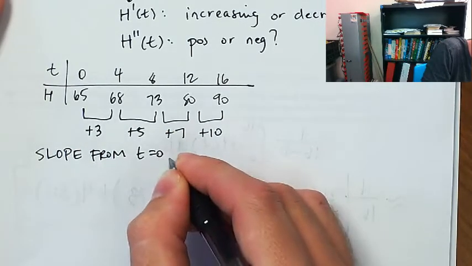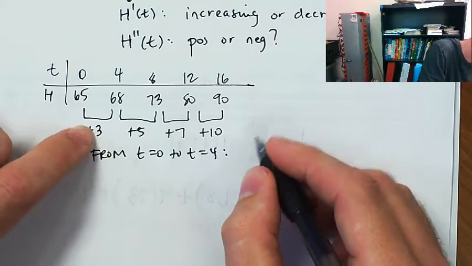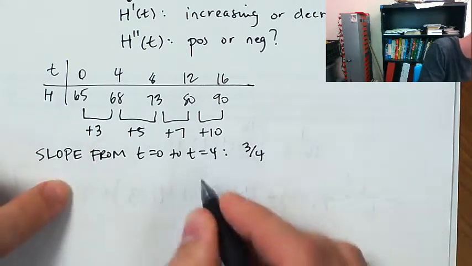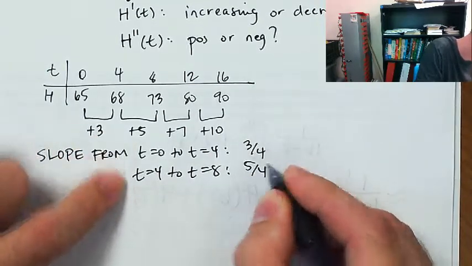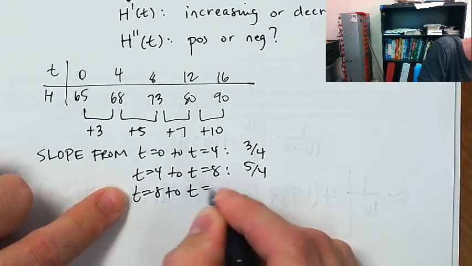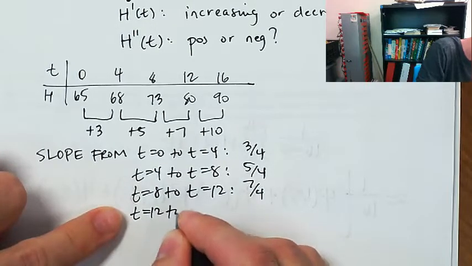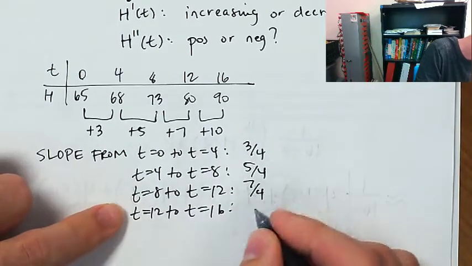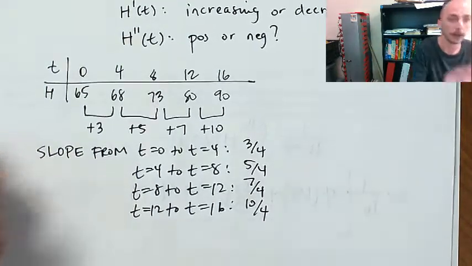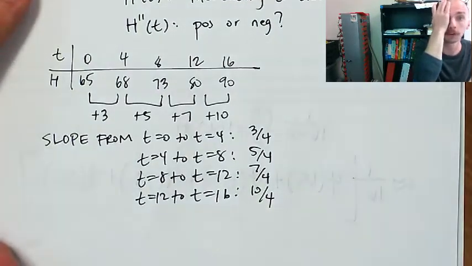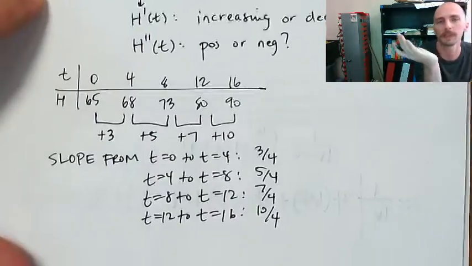from t equals 0 to t equals 4 is going to be about 3/4. Okay, then from t equals 4 to t equals 8, that slope's going to be 5/4. Then from t equals 8 to t equals 12, that would be 7/4. And the slope from t equals 12 to t equals 16 is 10/4. Okay, because the slopes are increasing, I'm going to say that's evidence that h prime is increasing, and so it would be consistent.